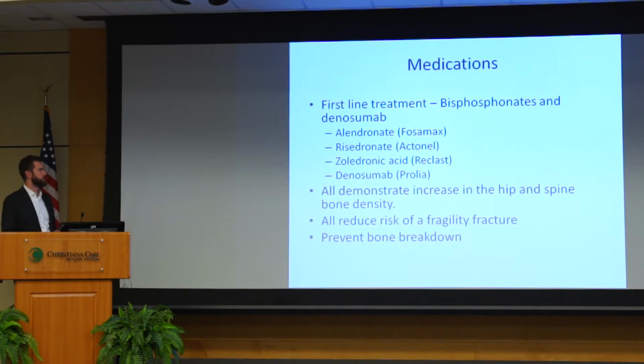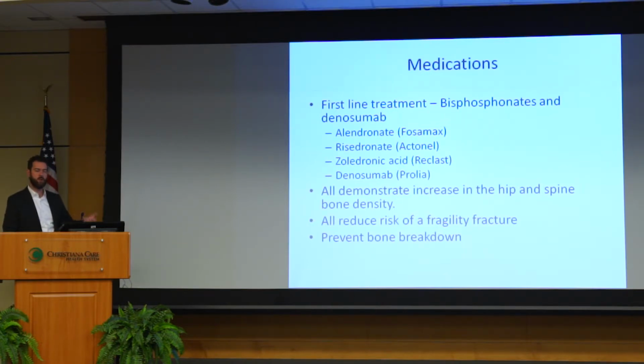So first-line treatments are bisphosphonates and denosumab. Again, these are medications that work by preventing bone from being broken down. The ones that I recommend, the bisphosphonates, are alendronate, also called Fosamax. It's a daily or weekly oral formulation. Risedronate or Actonel is a weekly or monthly oral formulation. Then zoledronic acid is a yearly IV medication. These are all bisphosphonates. The third, denosumab, is not a bisphosphonate.